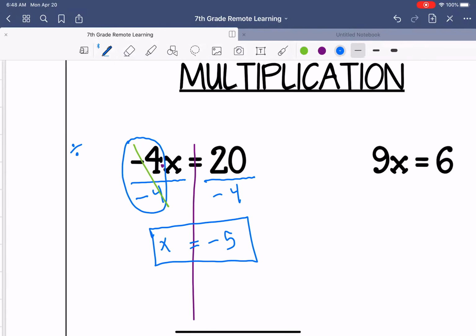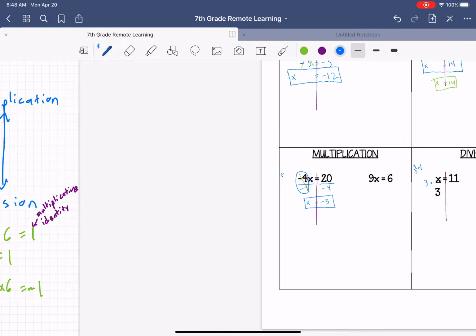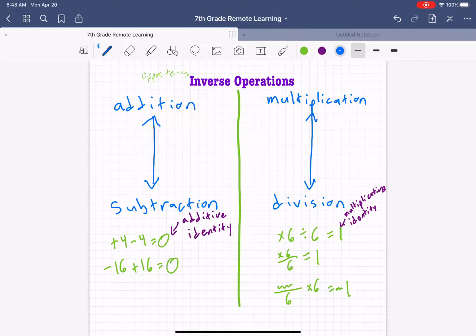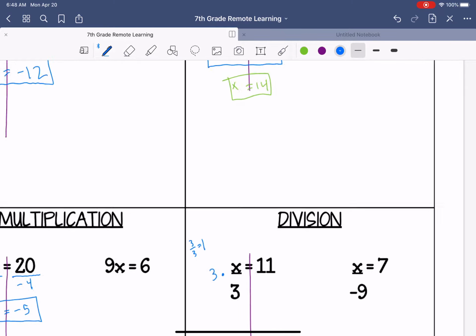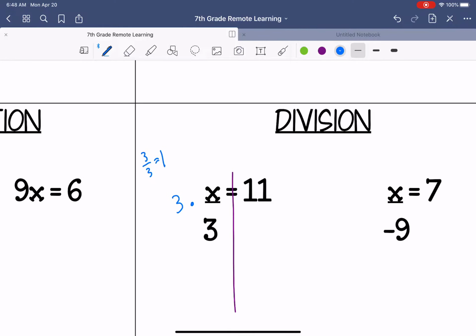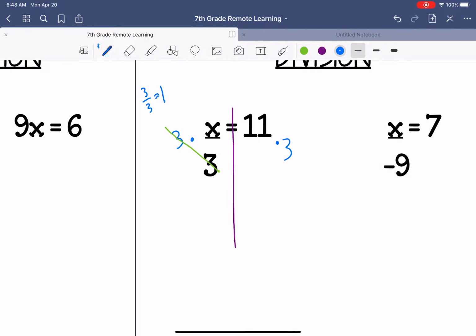That's that. If we go back over here, that multiplicative identity that we had over here is 1, which is what we want. Okay, so these 3's are going to cancel each other out. And if I multiply by 3 there, I also should multiply by 3 here. And so I'll have x equals 33. Okay?